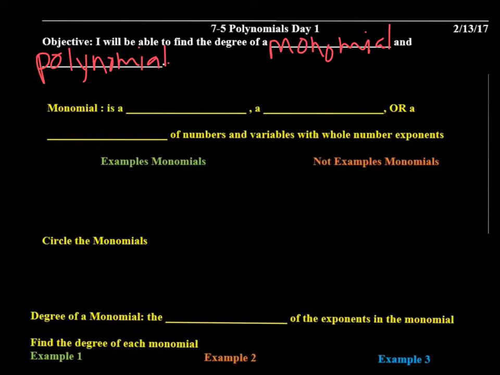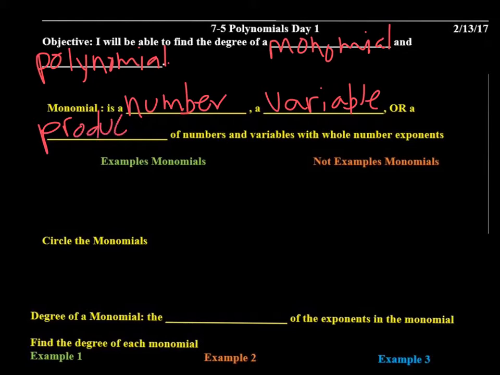Well, a monomial is a number, of a variable, right? Product. Remember, product just means multiplication of numbers and variables with whole number exponents. So again, just a reminder, if I'm going too fast, please pause the video, copy the notes, and then press play to continue. So let's look at some examples of what a monomial is.